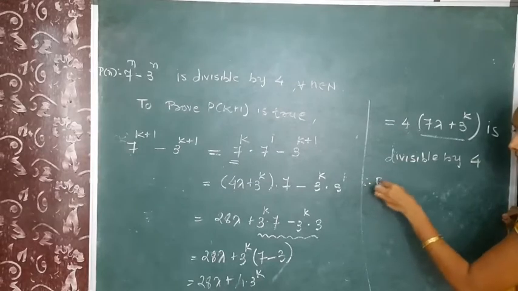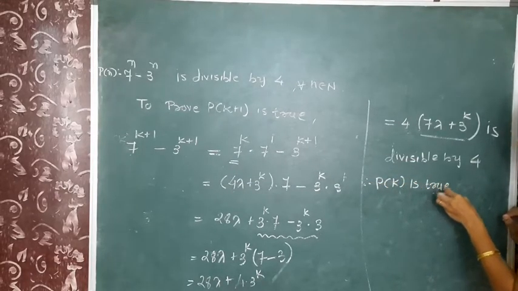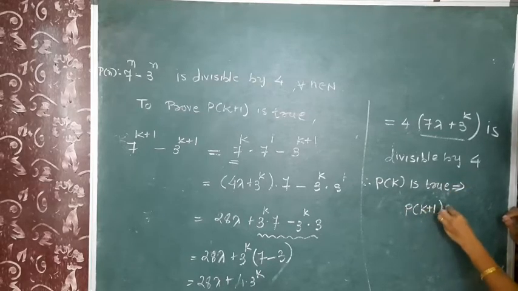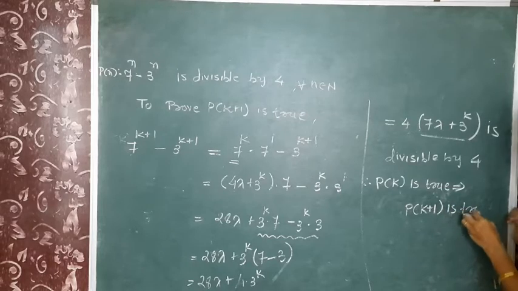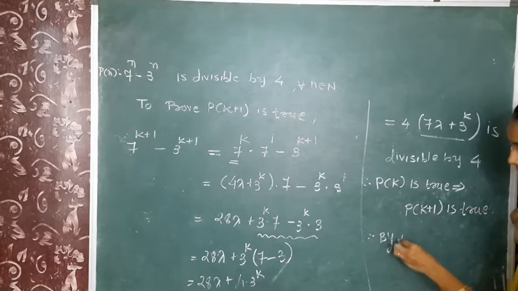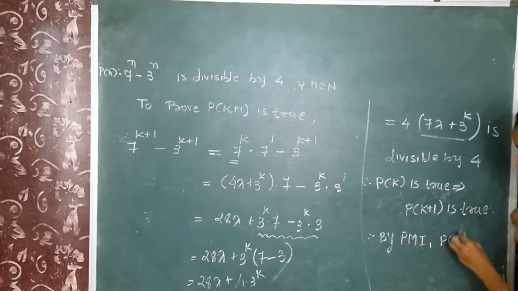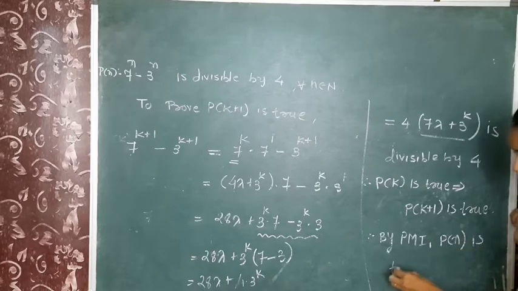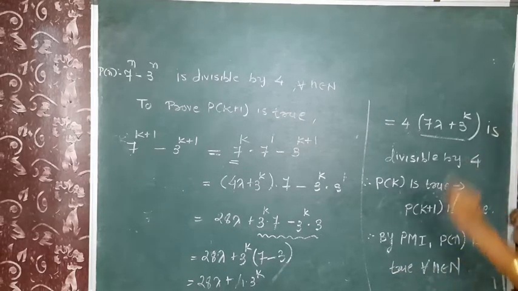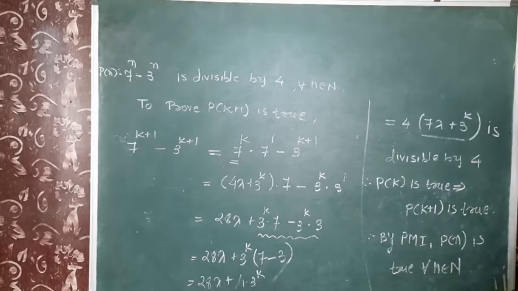Therefore P of k is true implies P of k plus 1 is true, and therefore by PMI the given statement is true for every natural number. Okay, PMI, that means principle of mathematical induction.